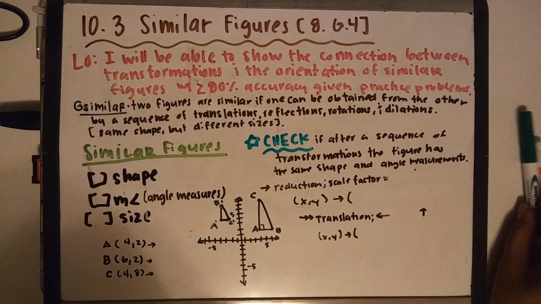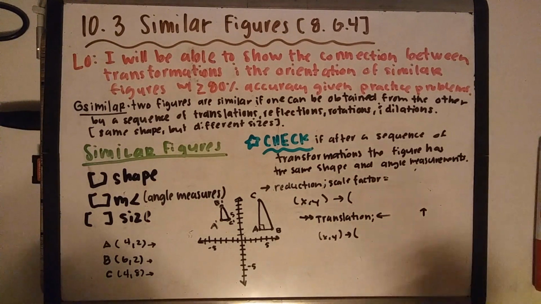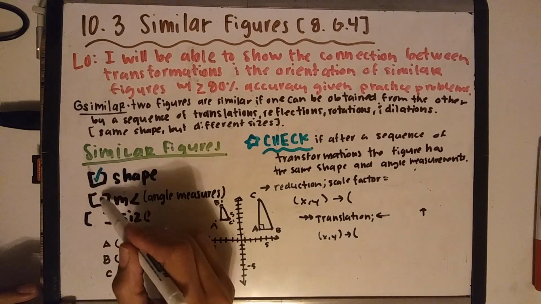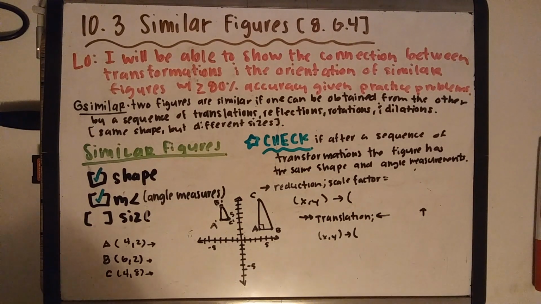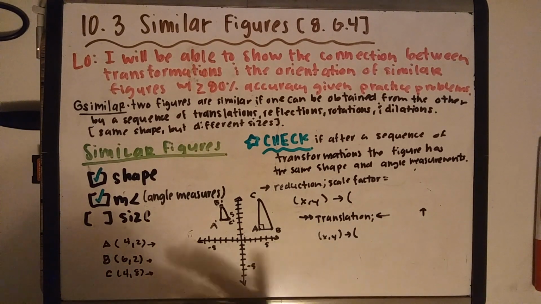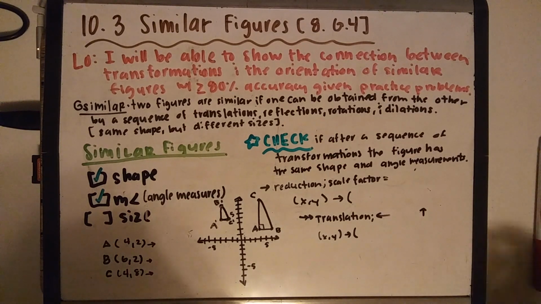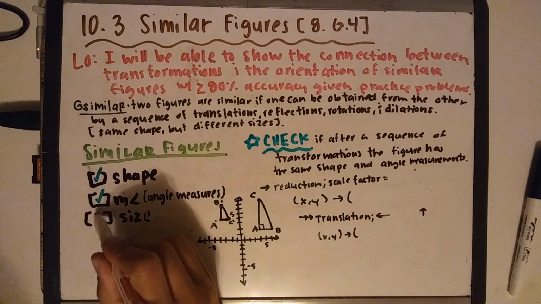Okay, so in this case, similar figures do have the same shape. They do have to have the same angle measurements, because remember, even when you shrink it and when you enlarge it, the angle should be the same. The angle measurement should be the same, not the side lengths, but the angles. But they do not preserve the same size. So that was going to be a no.